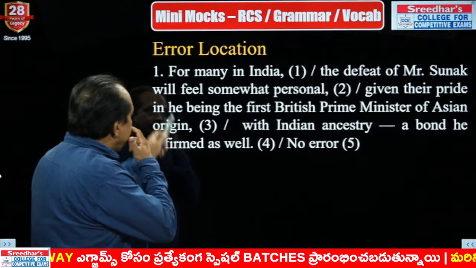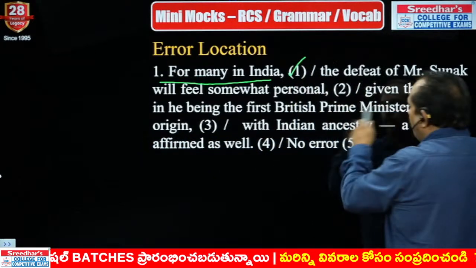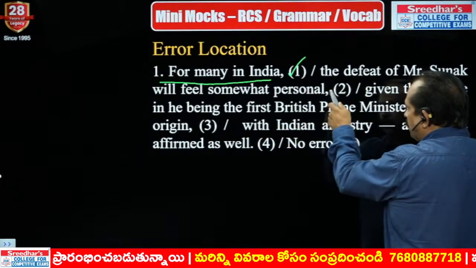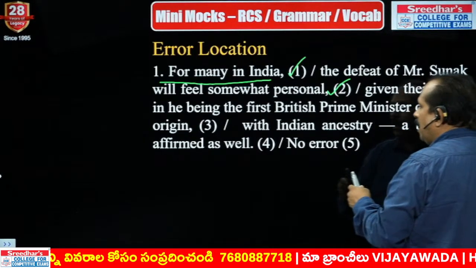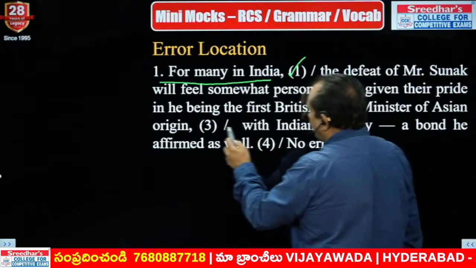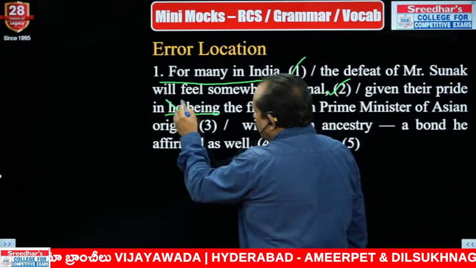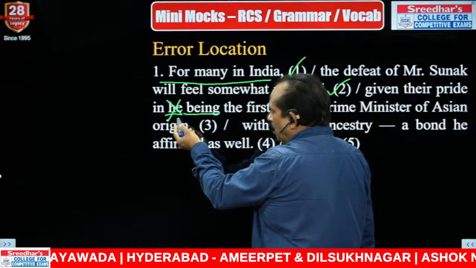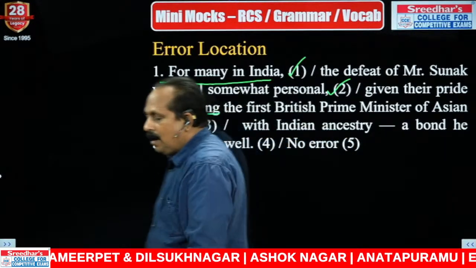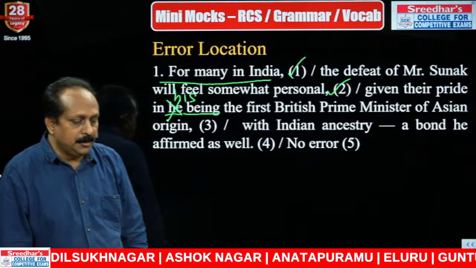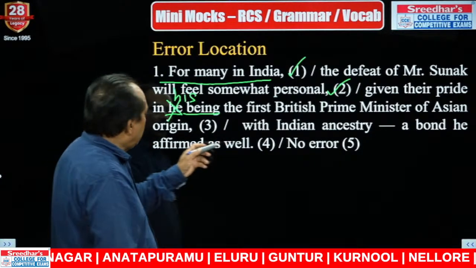For many in India, this is a phrase, nothing wrong with that. The defeat of Mr. Sunak will feel somewhat personal. Nothing wrong with that also. Given their pride in he being the first British Prime Minister, we have an error here. What is wrong? Here we cannot use a pronoun in the subject form. It should be in the possessive form. Based on that, he being is not correct. It has to be his being. There is an error in the third part.